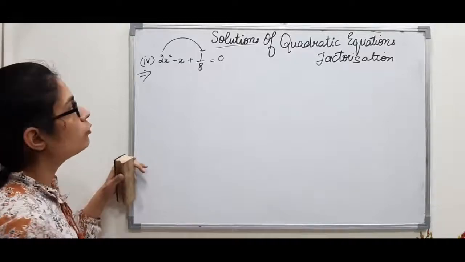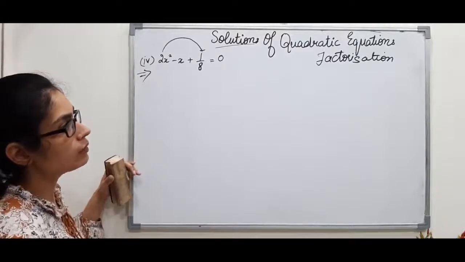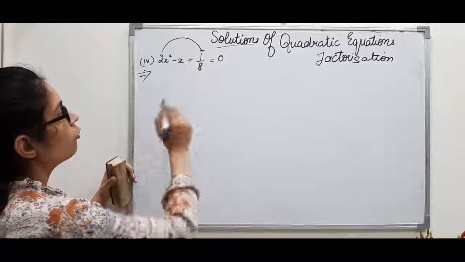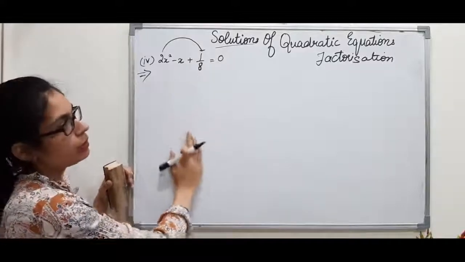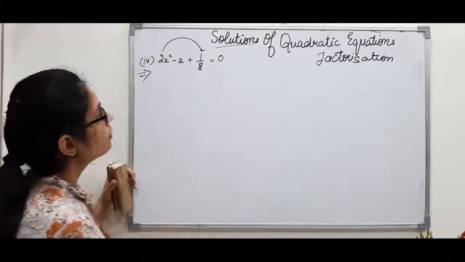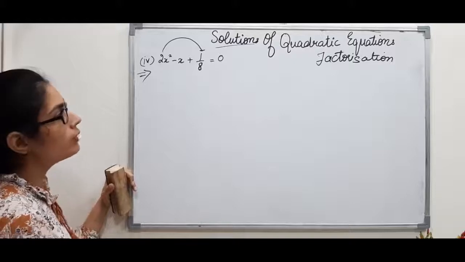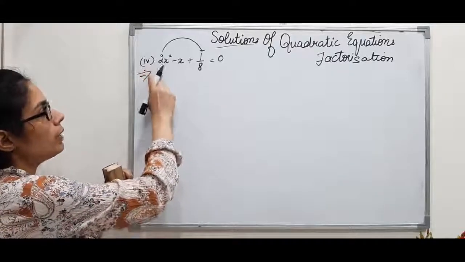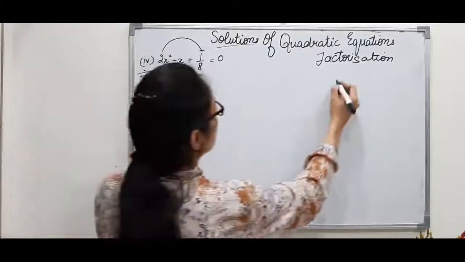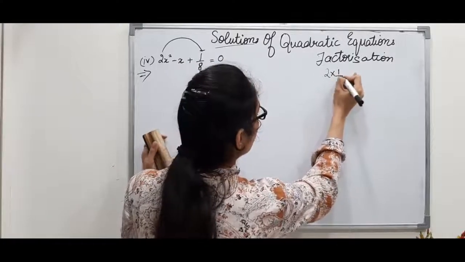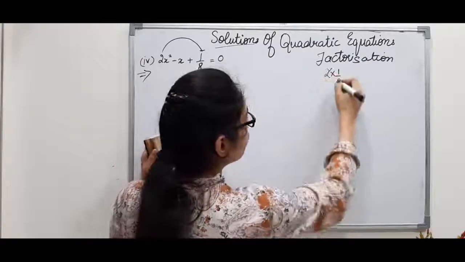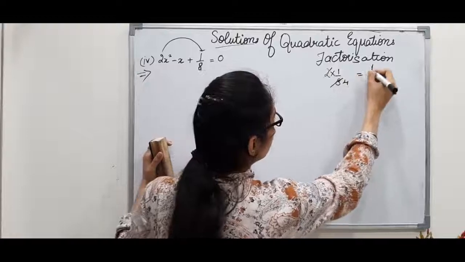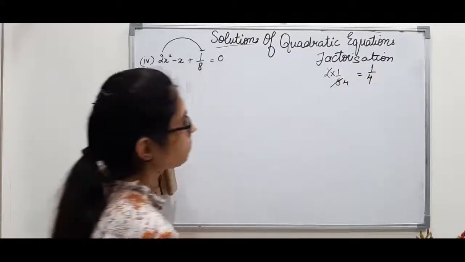So this is part 4 of the first sum. We have to find the solution of this equation by factorization. So we will start with the same step. We will multiply the first and last term. 2 into 1 by 8. So 2 into 1 is 2, 2 into 4 is 8. So I got 1 by 4.